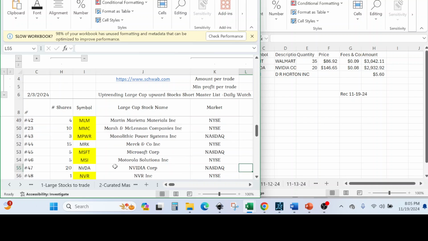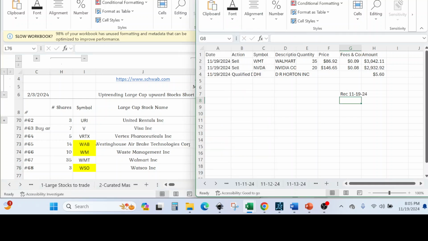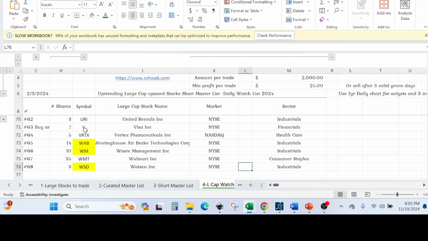Okay, NVDA is not highlighted anymore, and Walmart is not highlighted anymore. Then I can close the daily transaction history spreadsheet. Now I have the stock master list open, and the stocks that are not highlighted are the stocks that I'm going to analyze.